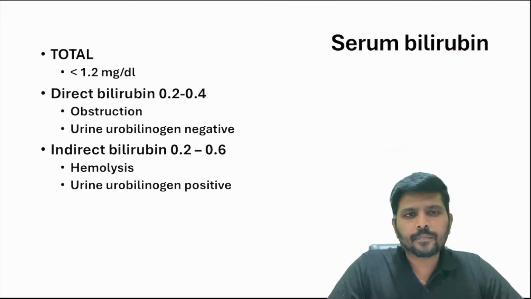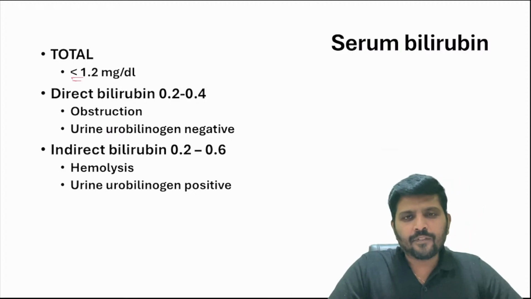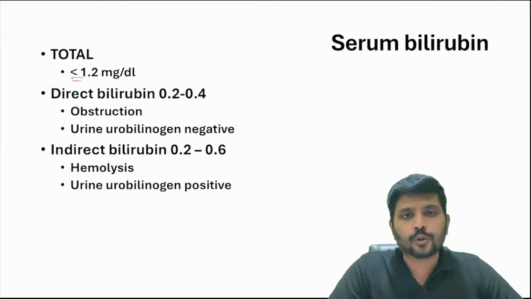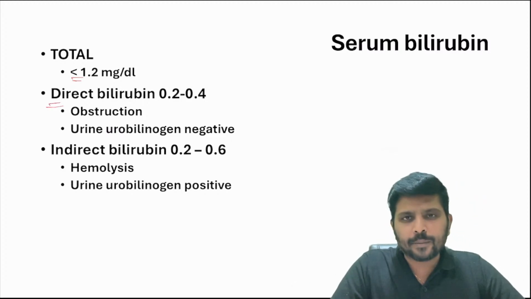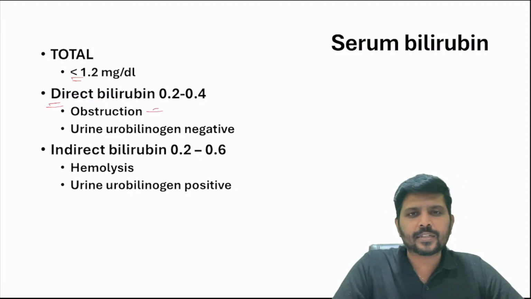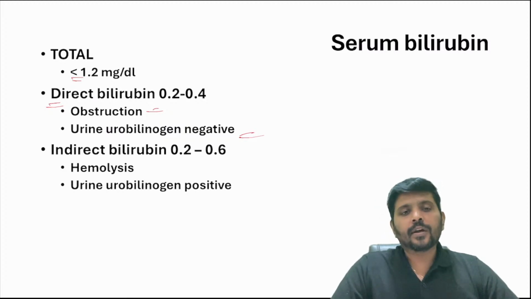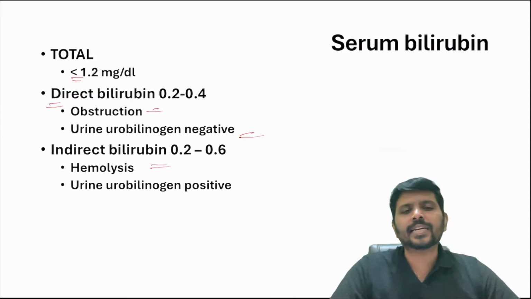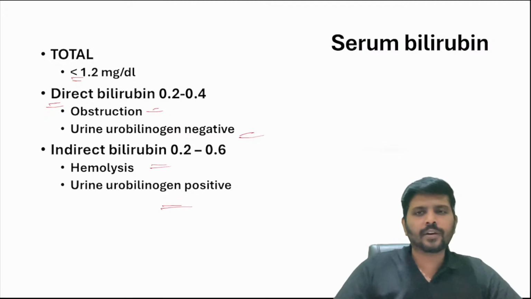Serum bilirubin. Normal value should be less than 1.2 milligram per deciliter. When more than 20% of the total bilirubin is contributed by direct bilirubin, it is called direct hyperbilirubinemia. So it indicates an obstruction. A confirmatory test is that urine urobilinogen will be negative. Whereas if direct bilirubin is less than 20% of the total bilirubin, it indicates that it is indirect hyperbilirubinemia. It can be due to hemolysis. Here urine urobilinogen will be positive.